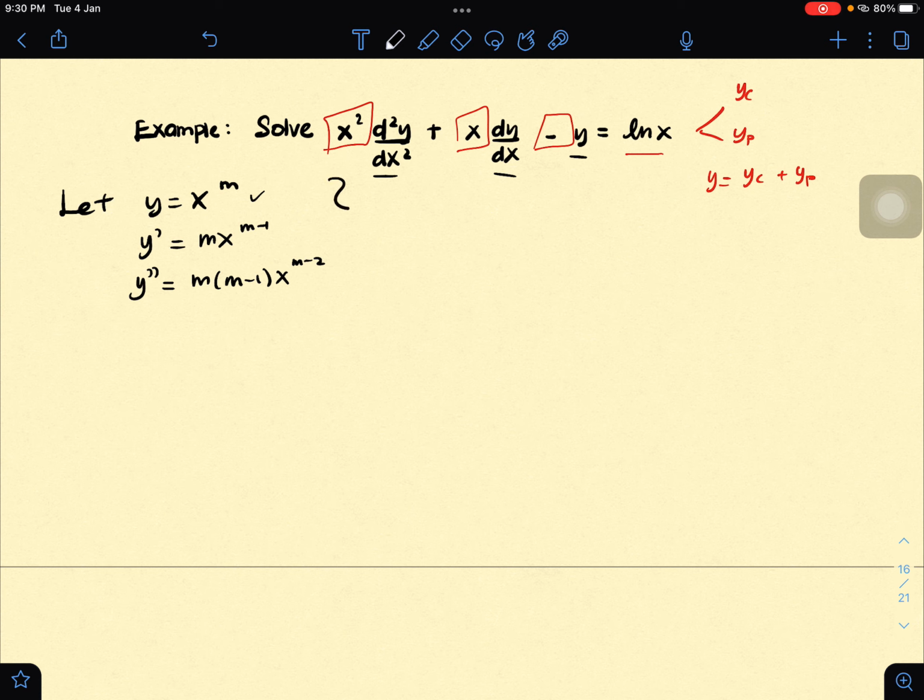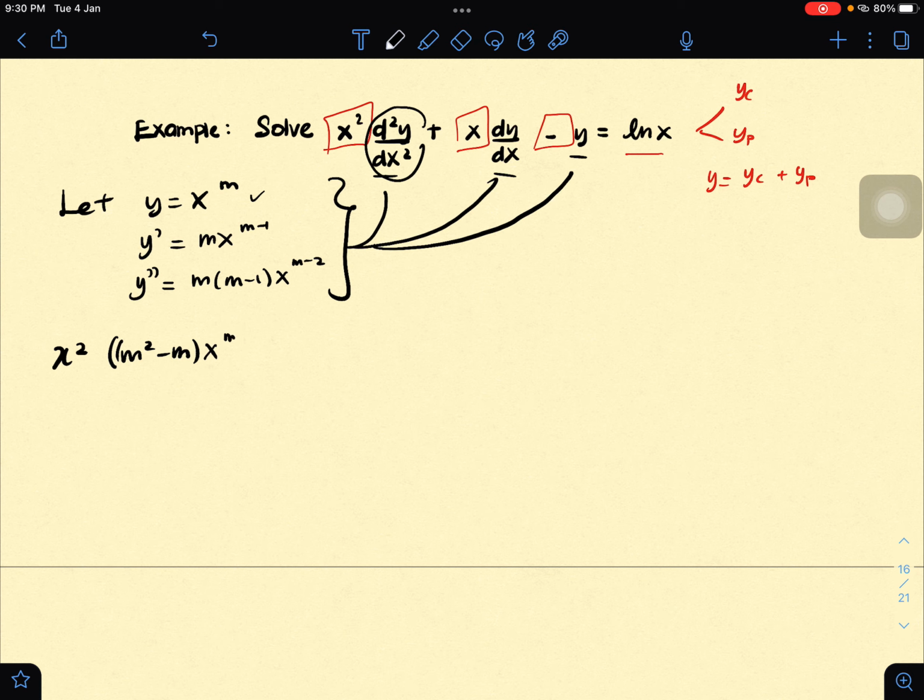So what we will do is substitute all of these into the derivatives and also y. We will have the new equation as x squared times y double prime, which is m squared minus m x to the power of m minus 2, plus x multiplied by y prime, so your y prime is m x to the power of m minus 1, minus y, and your y is x to the power of m, and we let it equal to 0 because we want to find the complementary solution yc.